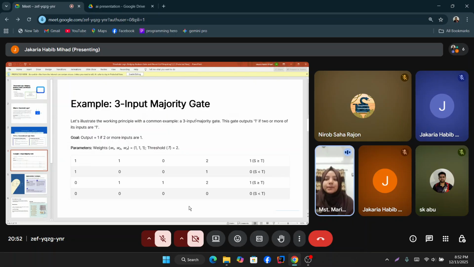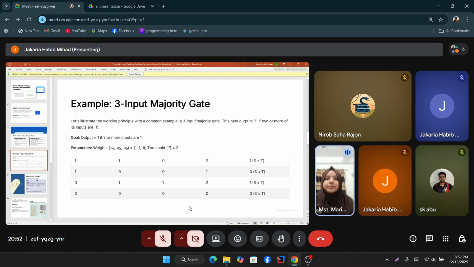We calculate the sum of the inputs, and if the sum is greater than or equal to the threshold, the output becomes on. Otherwise, the output remains 0. The table shows different input combinations and their corresponding outputs. And the second topic is implementation techniques.